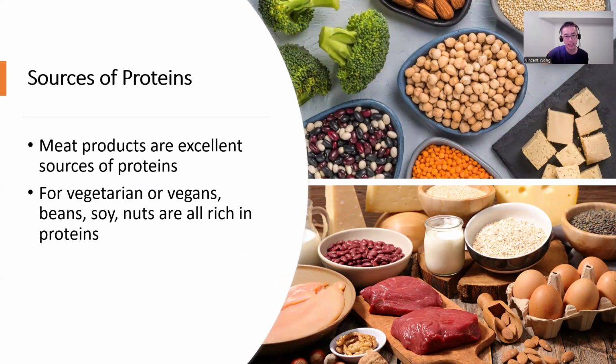Sources of protein. Meat, I told you, is excellent. For vegans and vegetarians, beans and nuts are all rich in protein. Soy products, like tofu, soy milk, almond milk.